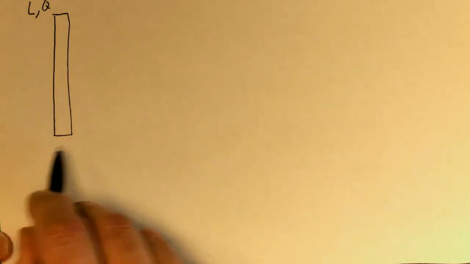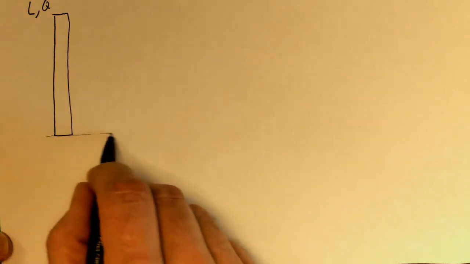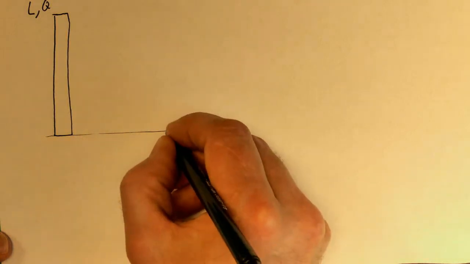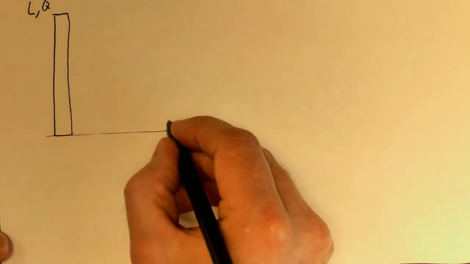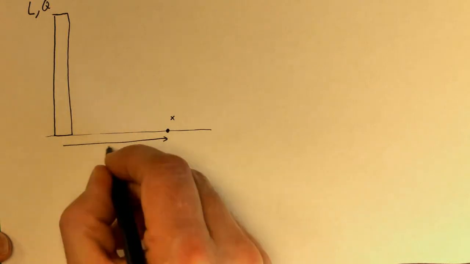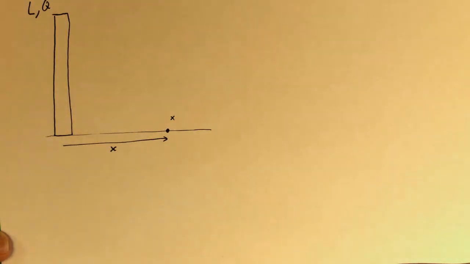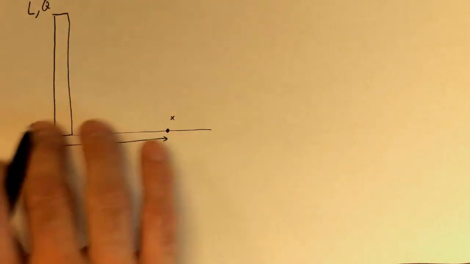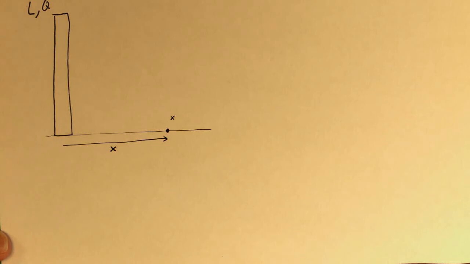Let's pick a specific point. I'm going to go straight off the bottom edge and pick a spot over here. We'll say this is location X, so the distance from here to there is X. What's the electric field at that point from this continuous charge object?